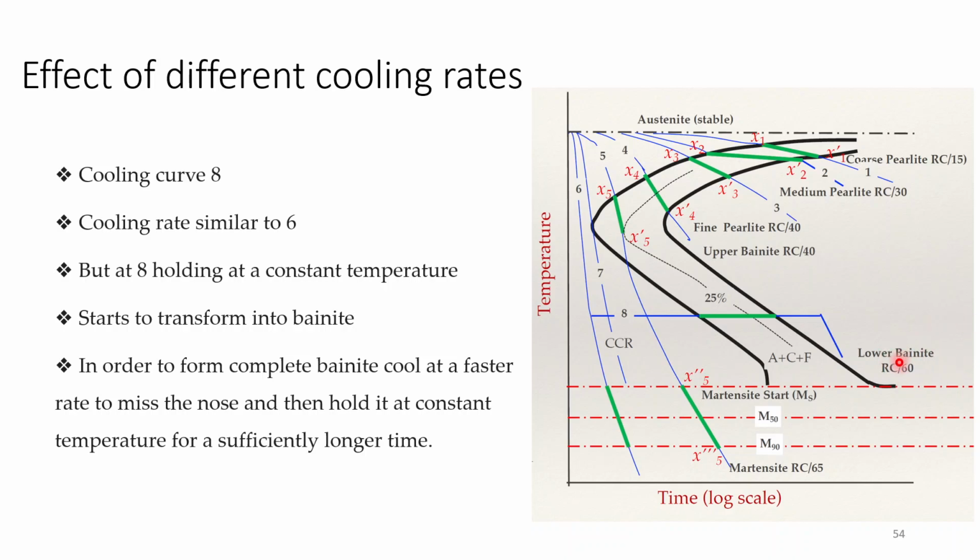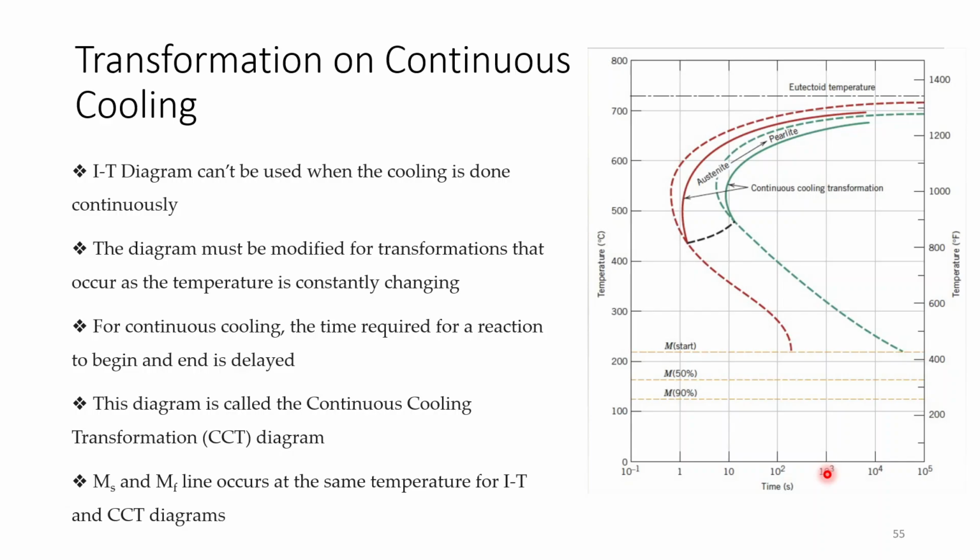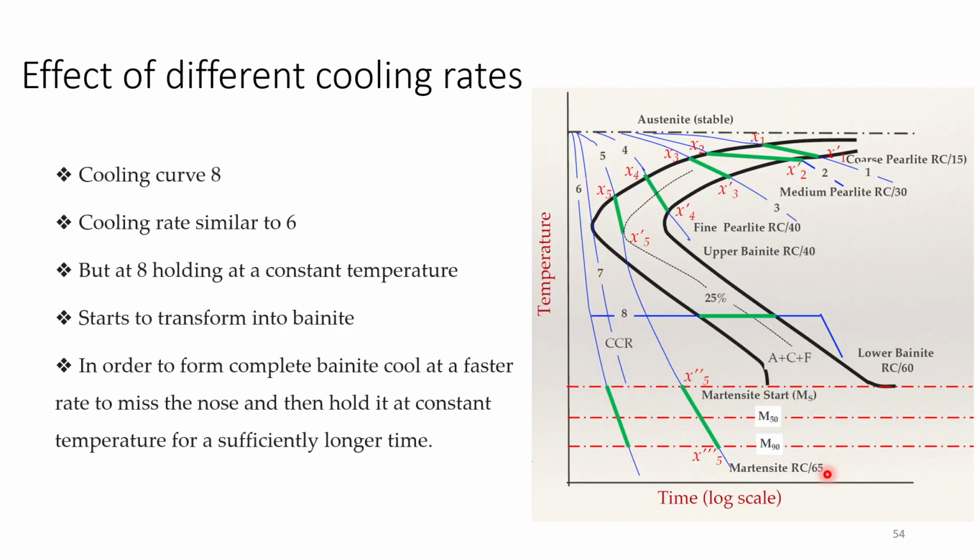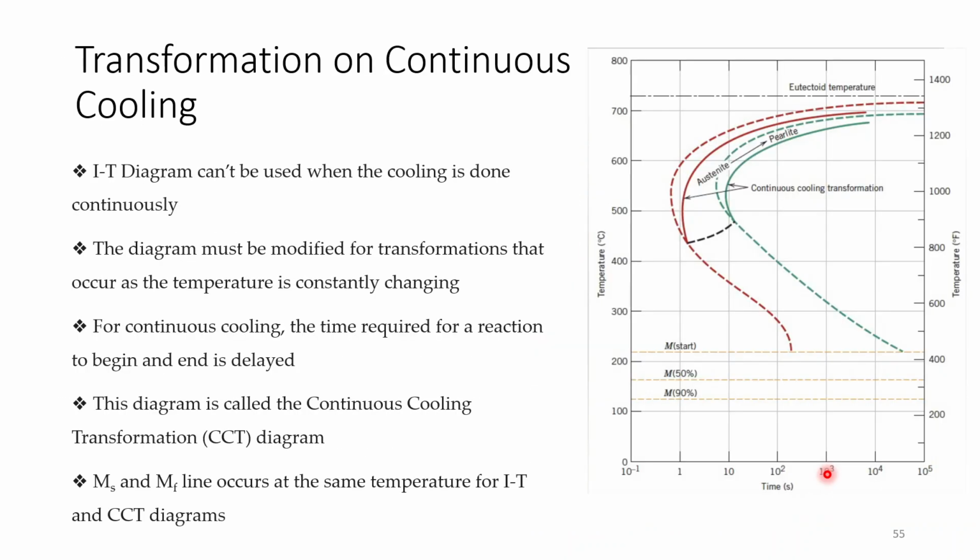And this hardness is lesser compared to martensite. Martensite will be having around 65. Previously we had the isothermal type of cooling. Here we have continuous type of cooling. Okay, so transformation on continuous cooling.